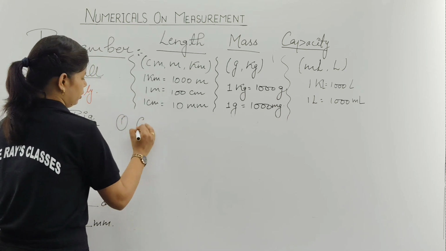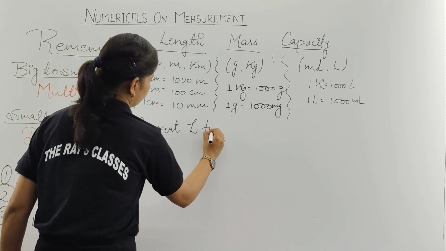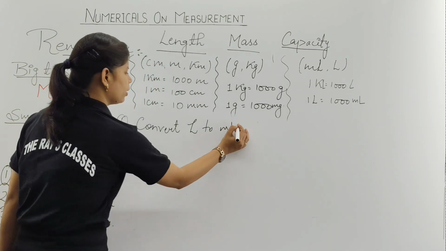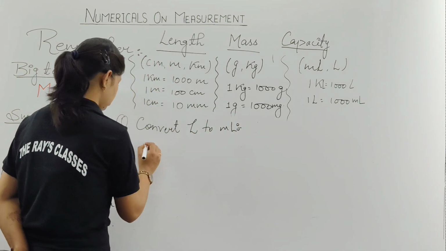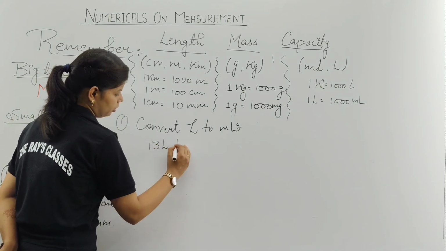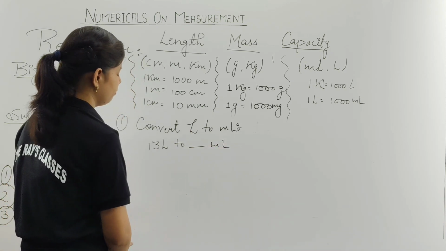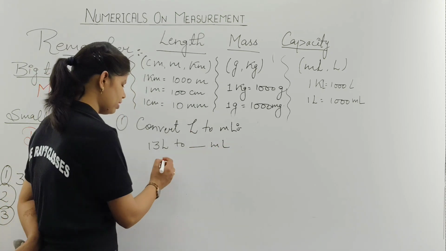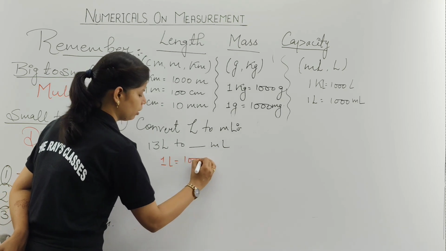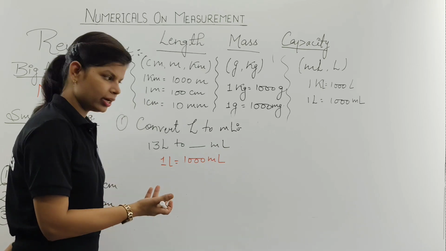Next I am going to deal with converting liter to milliliter. This is your first form of question. Do you get my point? Convert liter to milliliter. Like it is given 13 liter to dash milliliter. What is given? 13 liter to dash. You know very well, 1 liter equal to how many milliliter? 1000 milliliter. It's easy for you to understand.